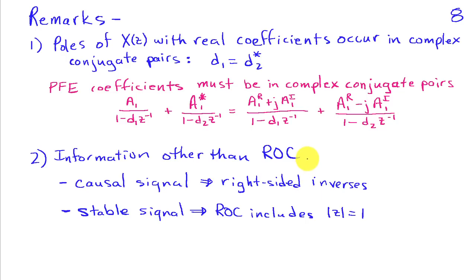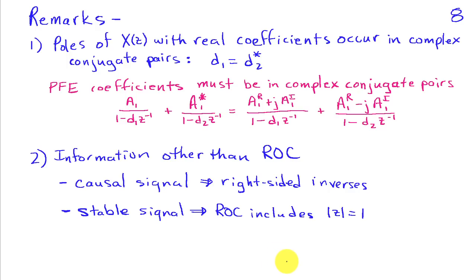One can use information other than the ROC to do the inversion. For example, if we know ahead of time that we're interested in causal signals, then of course we're going to take the right-sided inverse Z transforms. Or if we know that our signals are stable, which means that they're absolutely summable, that tells us that the ROC includes the circle magnitude of z equals 1. And in that case, we can also determine where the pole is relative to that ROC and do the inverse accordingly.